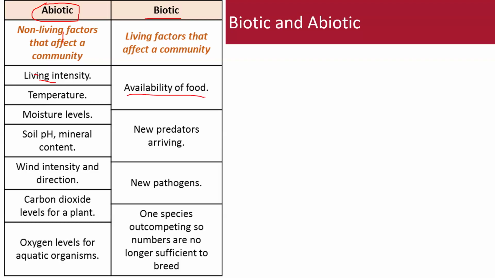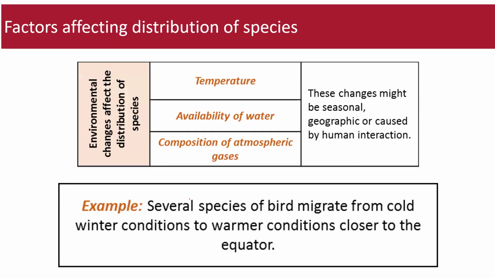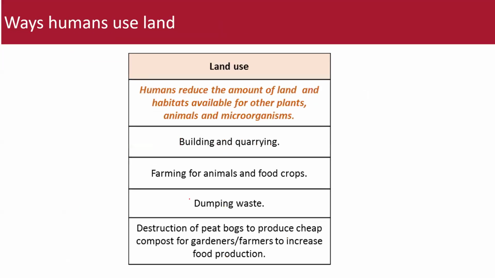Biotic, availability of food, right? These are then the things that affect where something lives, new predators, pathogens. Okay. We've just talked about that one, which is factors affecting.